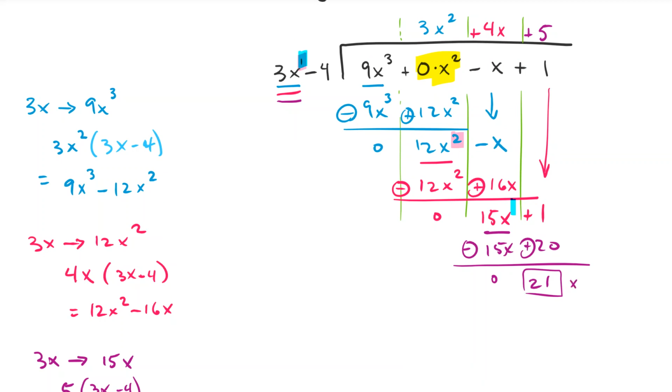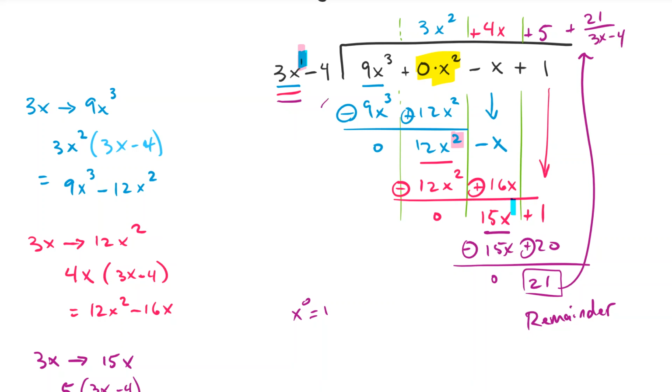What I mean is the exponent here, you could think of it as x to the 0, just because x to the 0 is 1, and 0 is 1 less than 1, so we're good. So we can actually delete that x to the 0. So 21 is our remainder. And it goes up top. And we always put it over whatever is out front here.